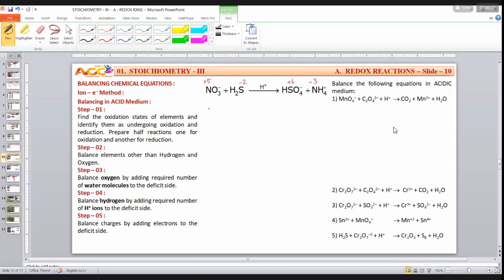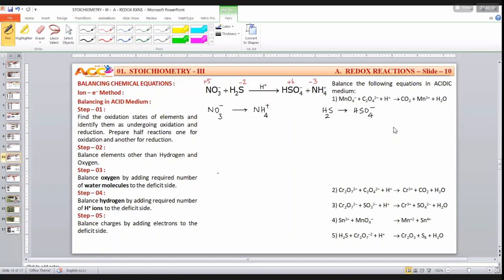Come on, first half reaction. Listen and see carefully. Please be on the screen. Don't go to the chat box. Nitrate gives you ammonium ion. Okay, fine. Second half reaction is H2S gives you HSO4 minus. First step, prepare two half reactions. I got it. Now balance each of them separately.